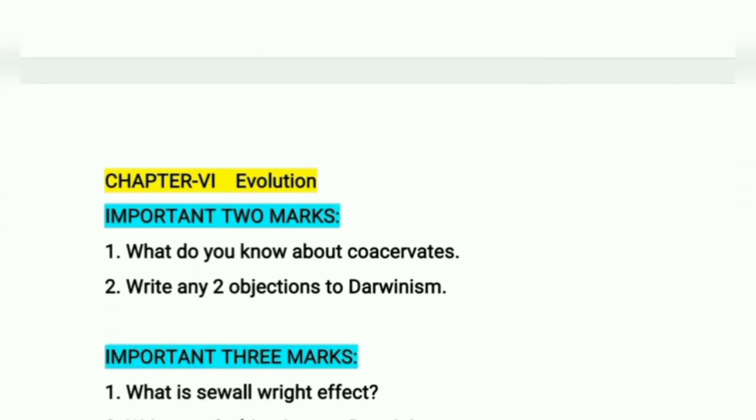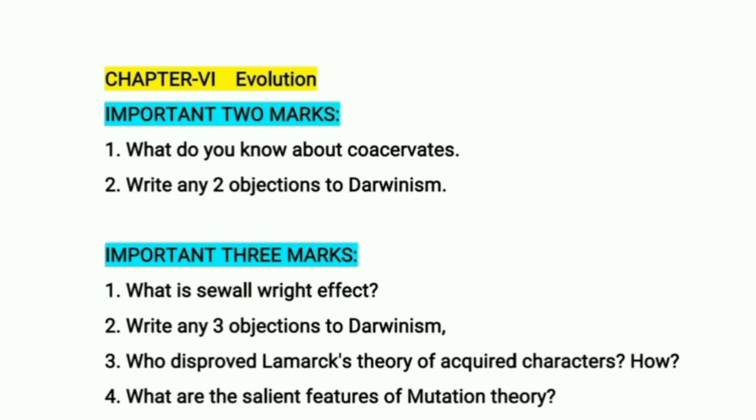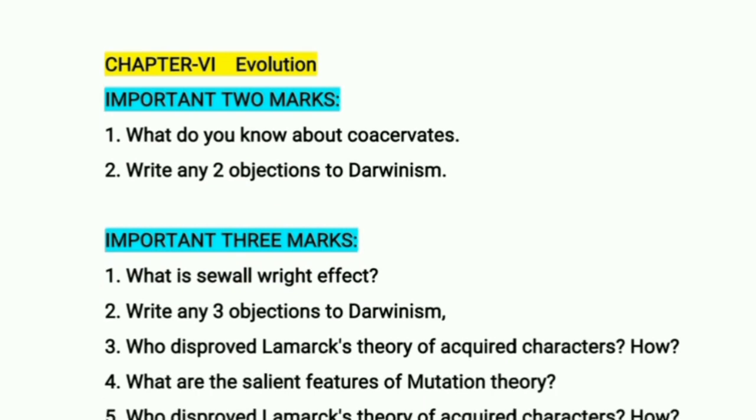Chapter 6, Evolution. Important 2 marks. What do you know about coacervates? Write any 2 objections to Darwinism.